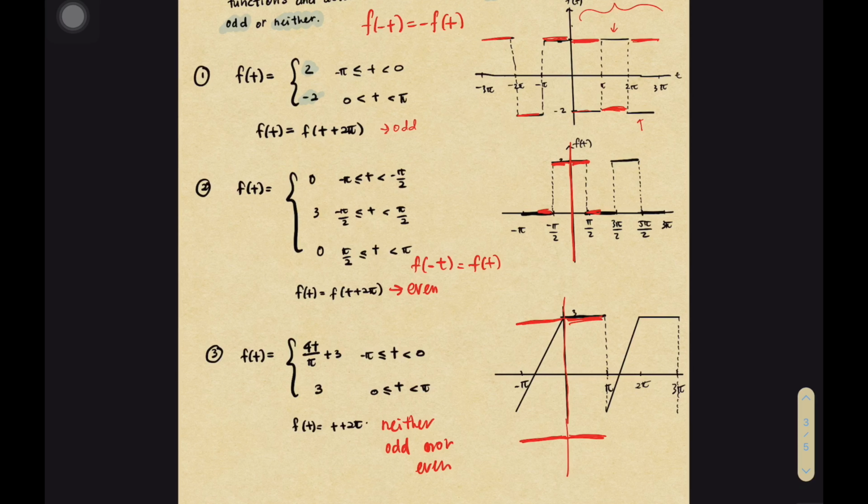Okay, if we use the function f(-t), you will not get f(-t) equal to f(t), and we also do not get f(-t) equal to negative f(t). So this is a neither odd nor even function. So this is how you can determine whether your function is even, odd, or neither odd nor even by using the graph.